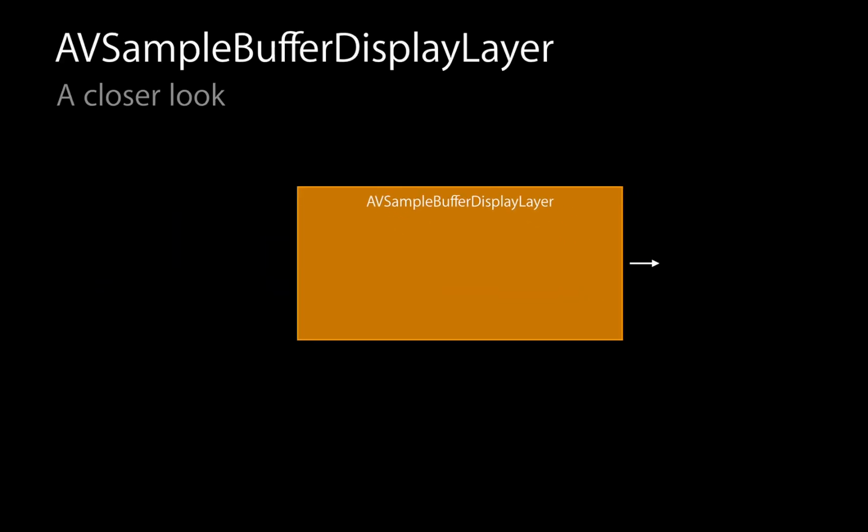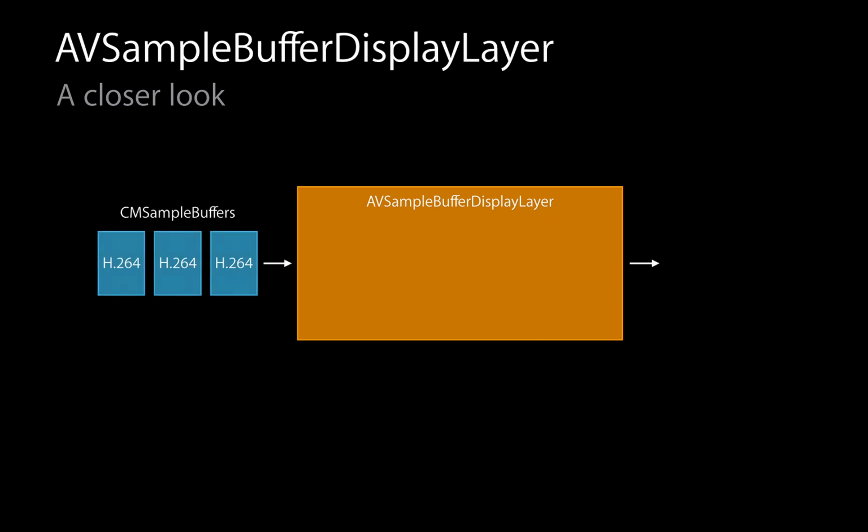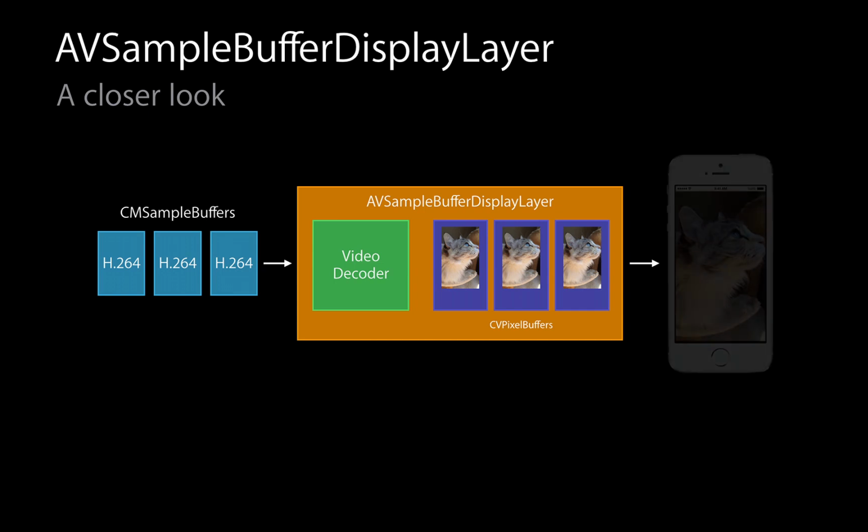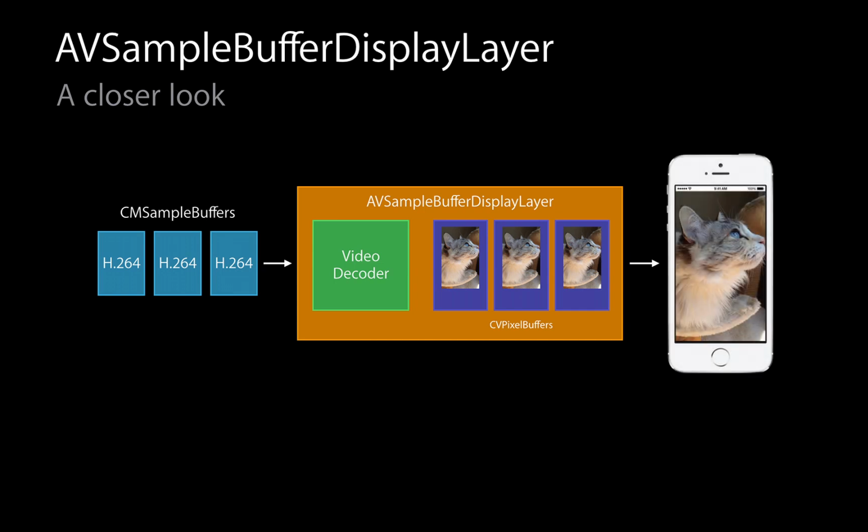So let's take a look inside AV sample buffer display layer. As I mentioned, it takes a sequence of compressed frames as input, and these need to be in CM sample buffers. Internally, it's going to have a video decoder, and it will decode the frames into CV pixel buffers, and it will have a sequence of CV pixel buffers queued up, ready to display in your application at the appropriate time.